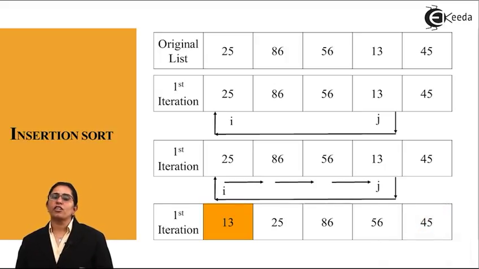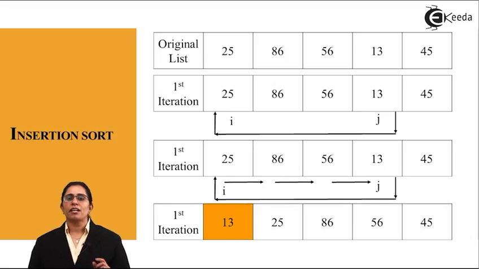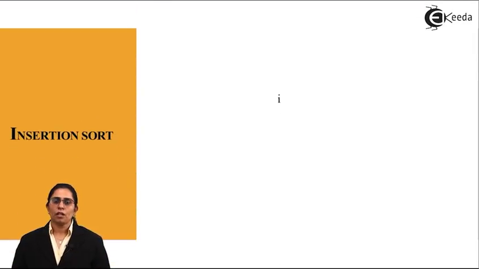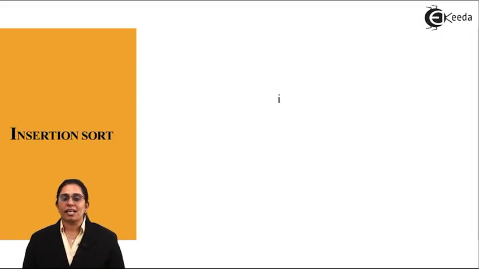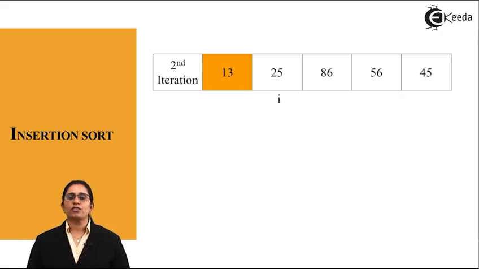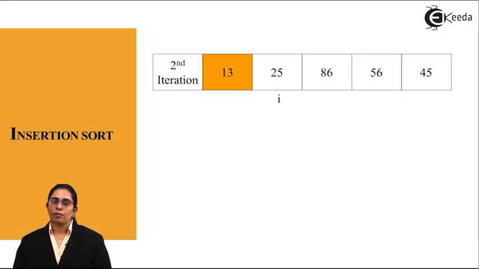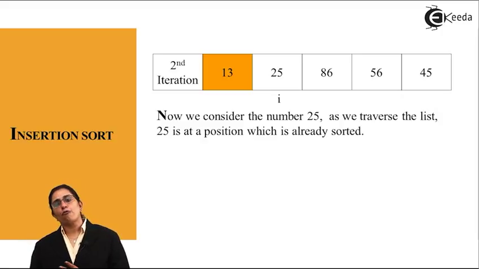Now after the first iteration, when I have shifted the elements, my array becomes 13, 25, 86, 56 and 45. We see that after my first iteration, my first sorted element is fixed at the first location, that is at the value of i. So after my first iteration, this list becomes my input for my second iteration. In the second iteration, you will see the value of i is now at the location of 25. So my sorted list has one element and my unsorted list has 4 elements.